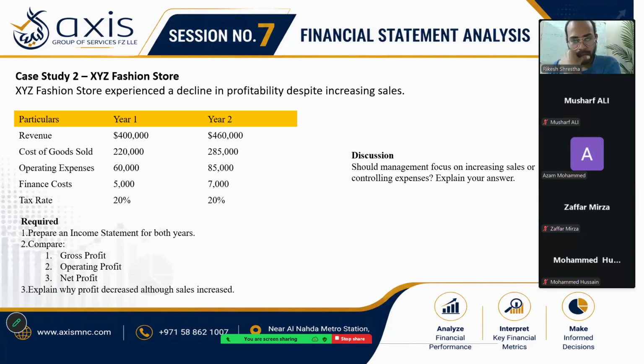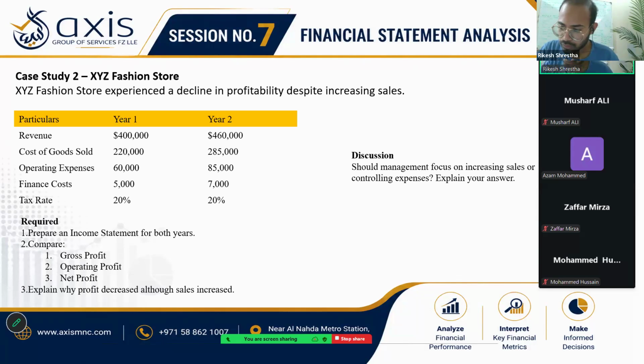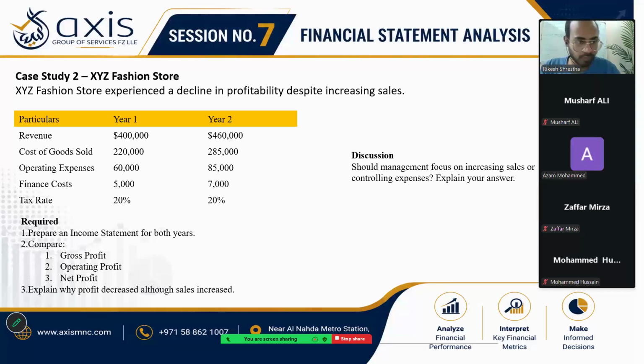What is the gross profit, Rikesh, in the second year? The question here is not the gross profit, not the net profit. Explain why the profit decreased although the sales increased. That part is finished, the calculations were perfect. How to calculate gross profit, net profit, operating profit, done.